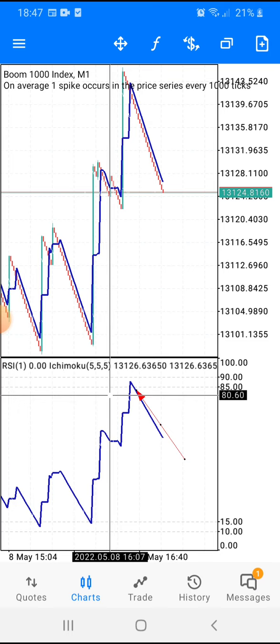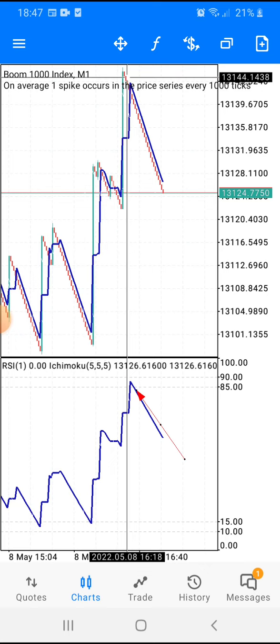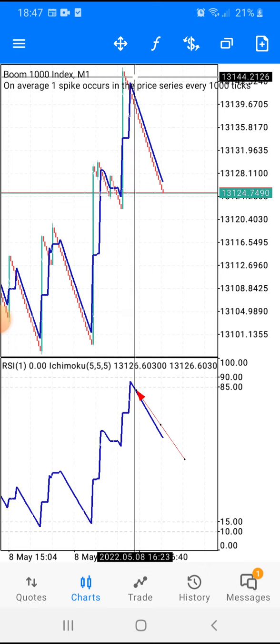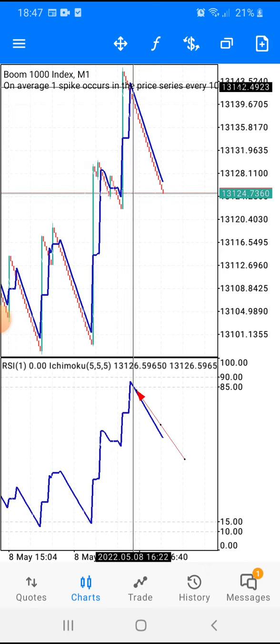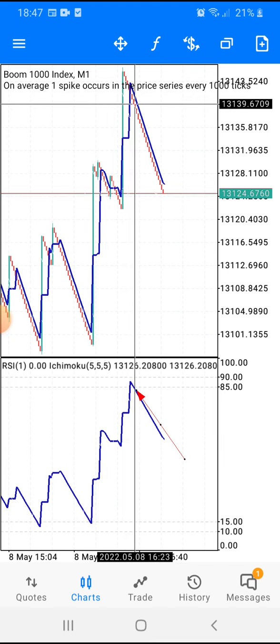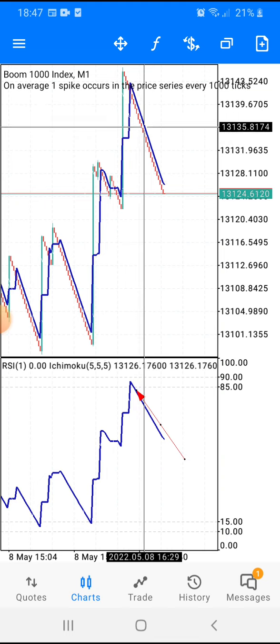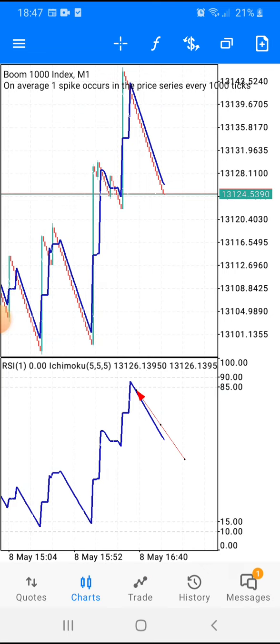Then if that is the case, you come to the main chart, and you see if these red candles that are going down cross below the Ichimoku on the main chart. Then you count your 5 candles and you move out of the market. That's how simple this strategy is. It works in Boom and also in Crash.